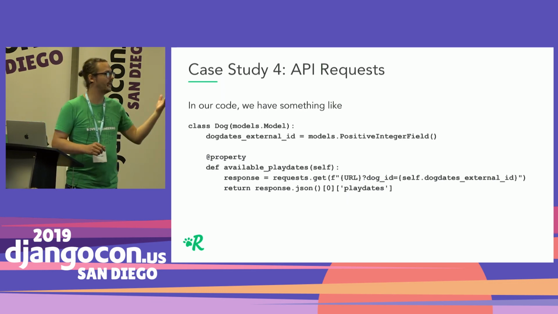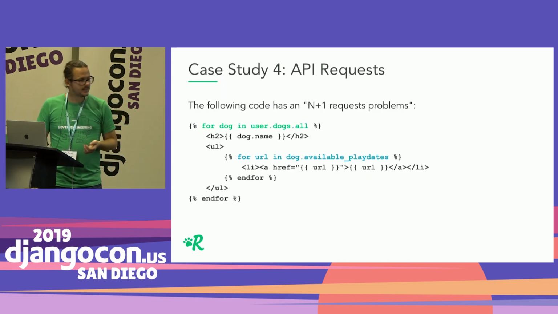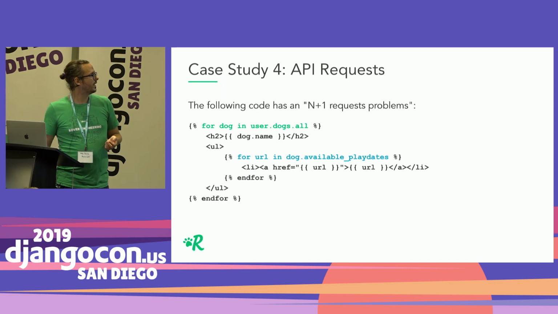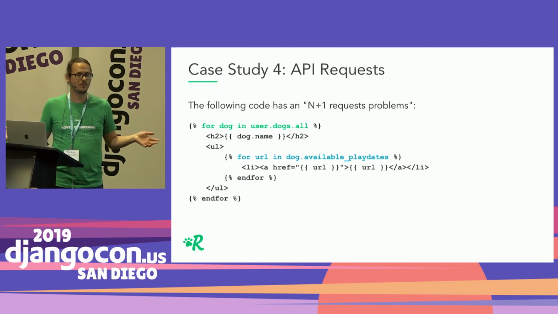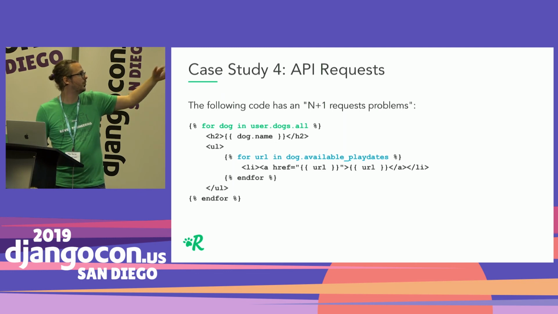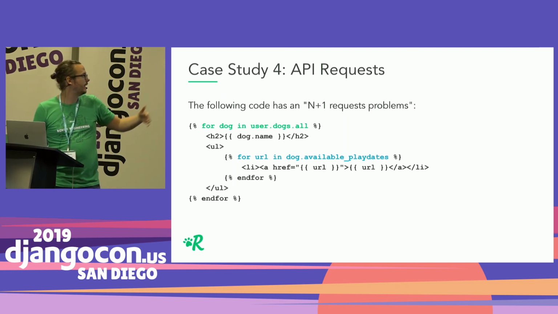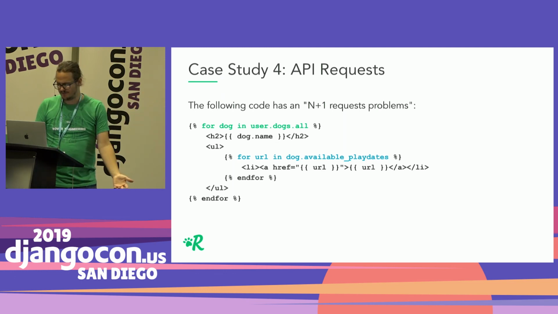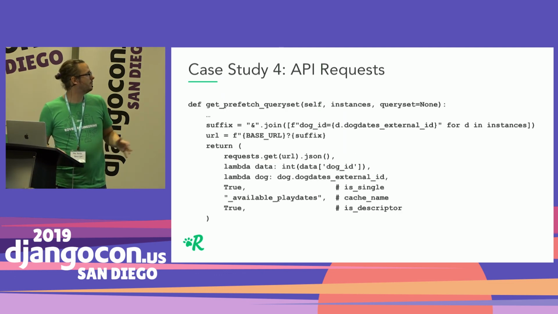And so now you have something like an n+1 request problem. You're not doing queries to a database, you're making HTTP requests. If you wanted to go through all of the user's dogs and print the available playdates, you get one HTTP call per dog. This looks like something that we can solve with prefetch related, and so we can actually do that.